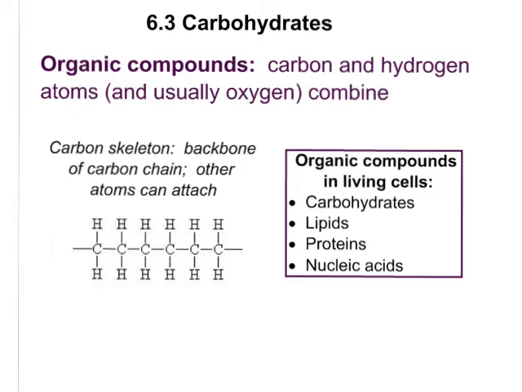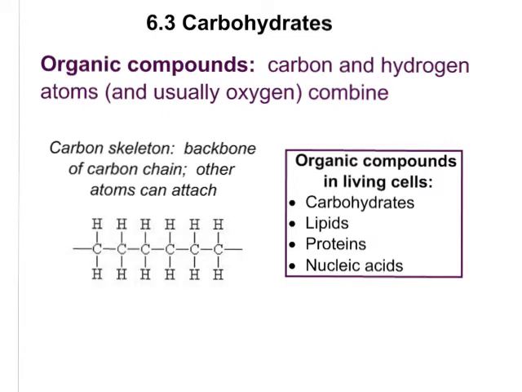What is an organic compound anyway, and what are we talking about when we say organic compounds? Organic compounds essentially are compounds made with carbon and hydrogen atoms, usually oxygen as well. There can be other atoms present, but the fundamental structure is made of carbon and hydrogen. Here is an example of a carbon skeleton. It's the backbone of the carbon chain backbone here.